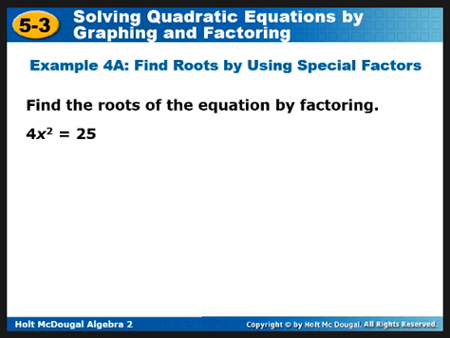So I'm going to approach this the same way I did before. Now what you will see about this is it's a little bit different. It's not written in function form. It's just written as an equation.